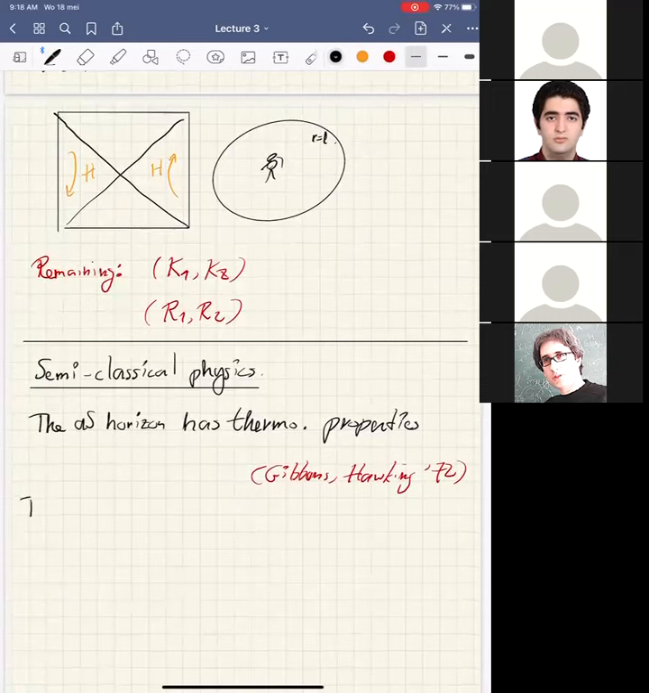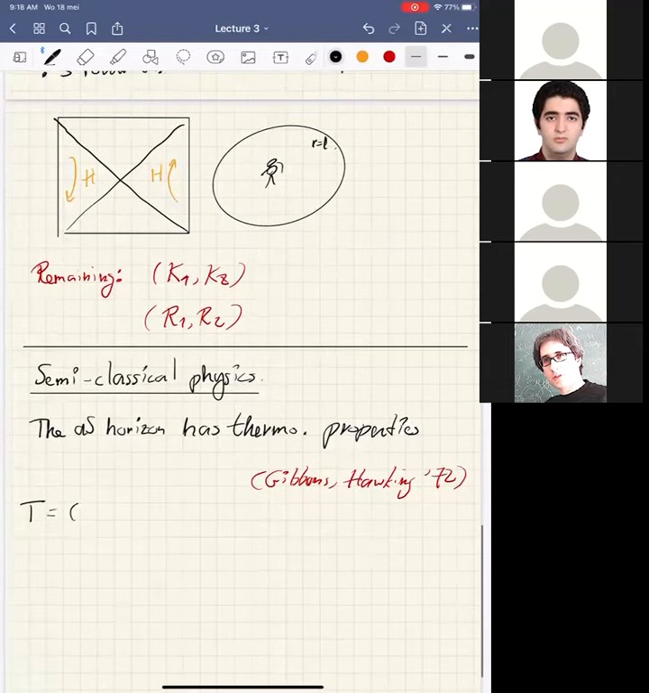So in de Sitter space, this horizon has a particular temperature. It's just given by 2 pi L inverse, where L is the radius of the horizon. And we can also associate an entropy to the horizon, which is given by the area over 4 G Newton.